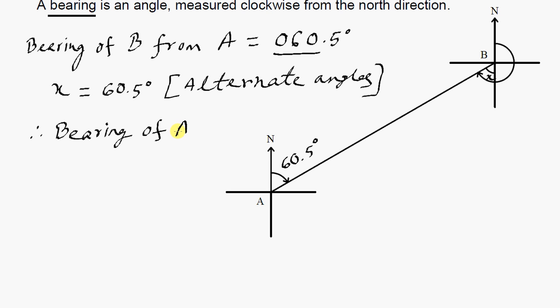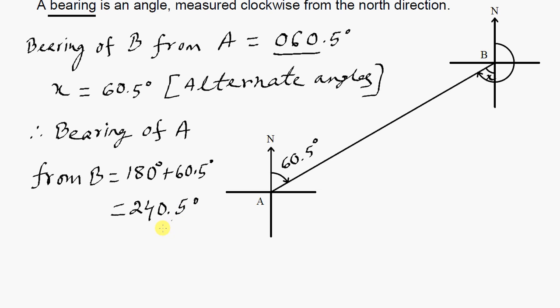Bearing of A from B will be 180 degrees plus 60.5 degrees, that is 240.5 degrees.